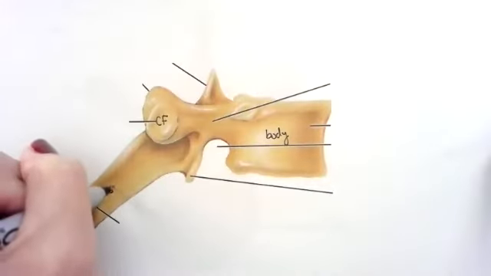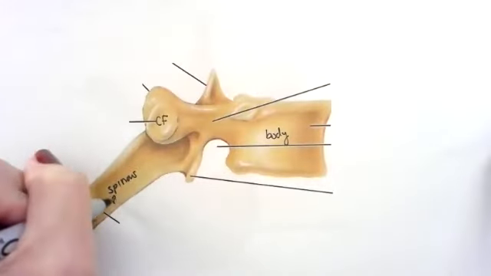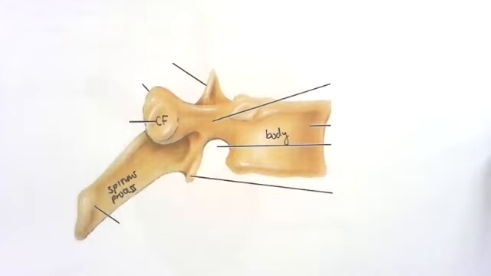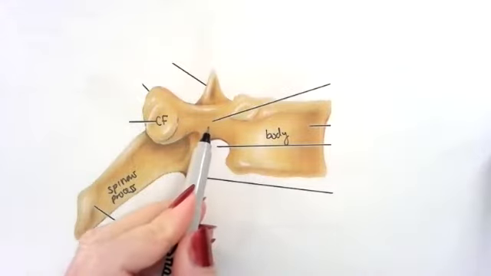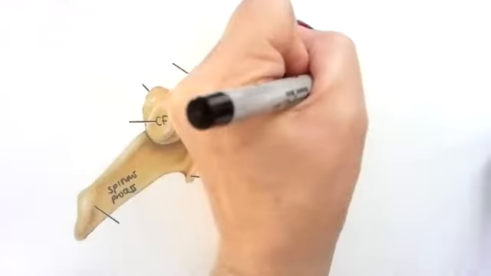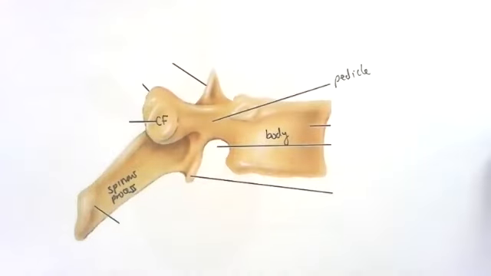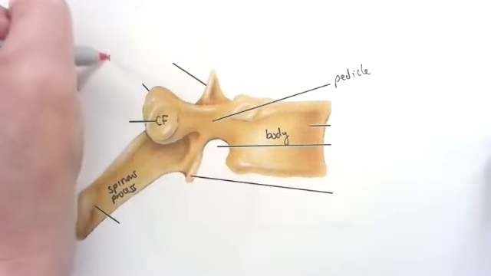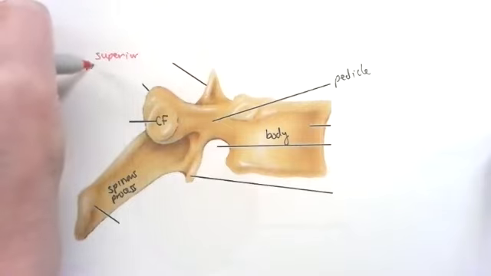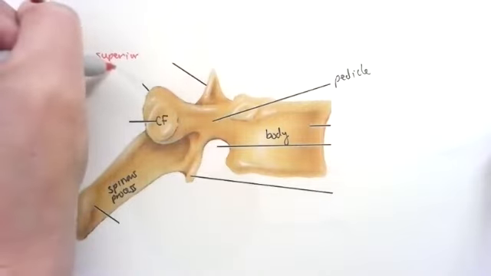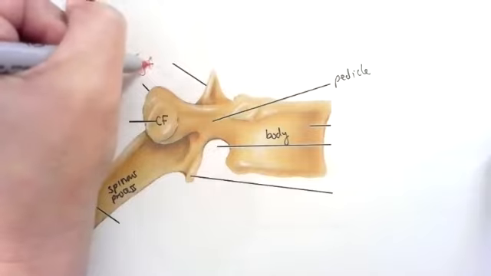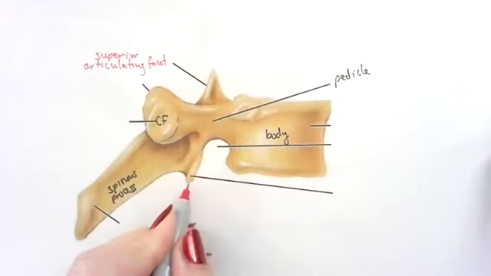I have the spinous process here. Now, we have, this is the pedicle. The portion that we can see here that we can't see on the other view is I have my superior articulating facet here. Superior articulating facet. And I have my inferior articulating facet.